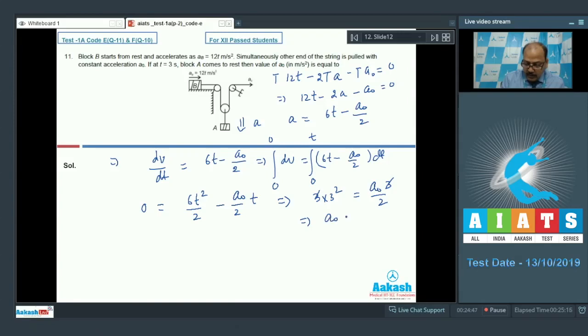That means A0 equals 18 meter per second square. So answer to question 11 is 18. Let's now go to the next question.